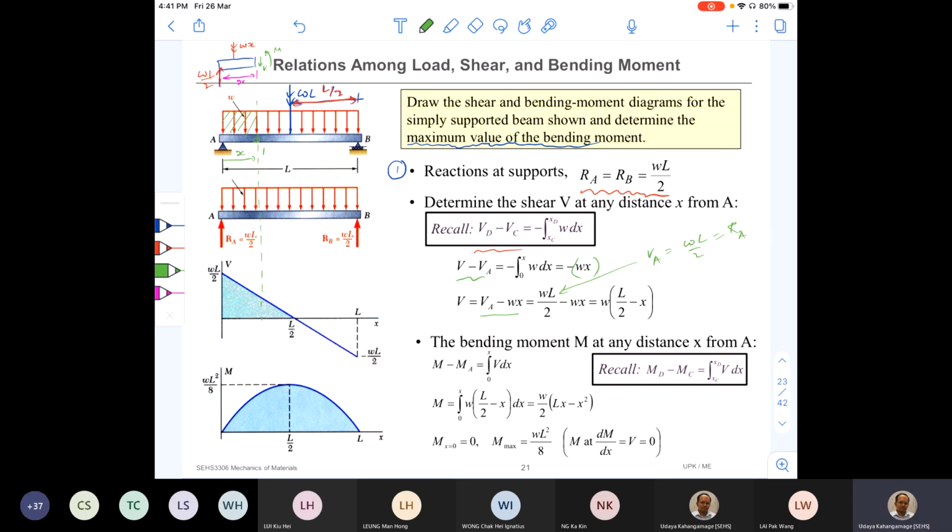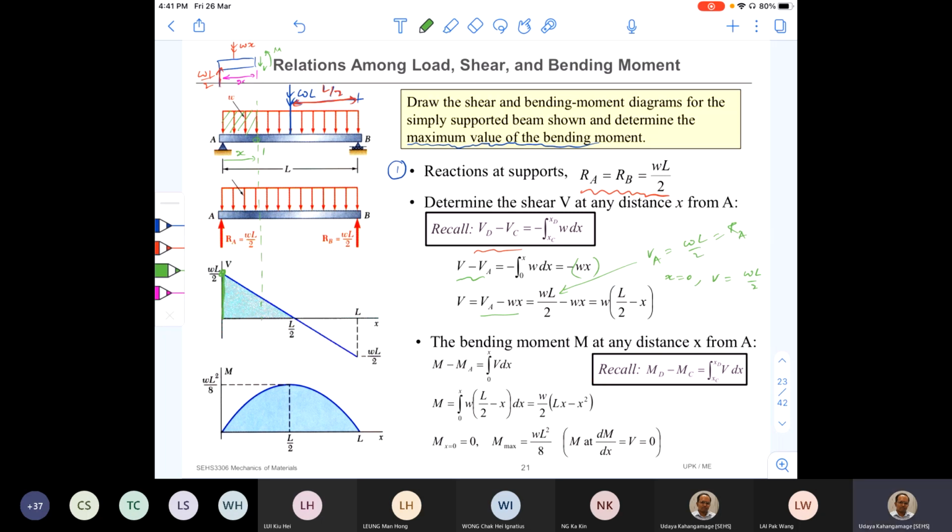Okay, so after simplifying, I get this kind of equation, a function of X. So when X is equal to 0, shear force V is equal to WL by 2. That is the reaction force at point A, right? So that is what I marked in here, WL by 2.